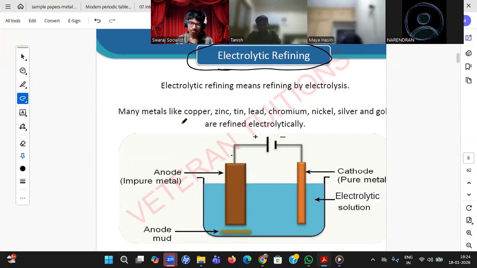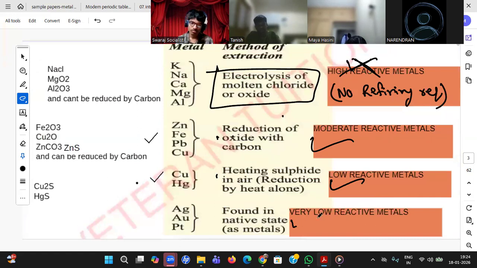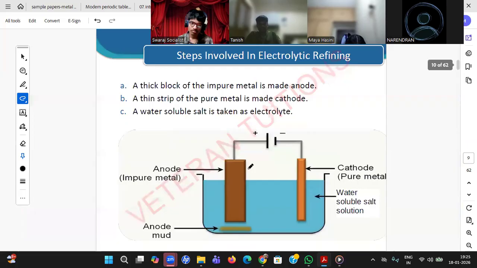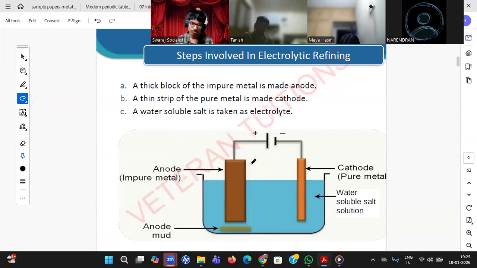Many metals like copper, zinc, tin, lead, chromium, nickel, silver, and gold require it. Yes, gold and silver also require it here, so the confusion is lost. This particular last group also requires electrolytic refining. These all are required for purification, student. And how are they refined or purified? Electrolytically. Again the story will be the same: some liquid will be there, some anode, cathode, some anions and cations will be there. So let me go for a direct example.